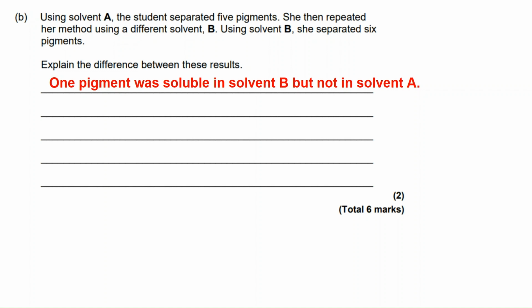So the more pigments that are soluble in that particular solvent, the more pigments you're going to get. One pigment was soluble in solvent B, but not in solvent A, because there's one more pigment that came about in solvent B. So there's that one pigment that was soluble in solvent B that wasn't soluble in solvent A. I've made 2 points there about both solvent B and solvent A, so that should be enough for 2 marks.